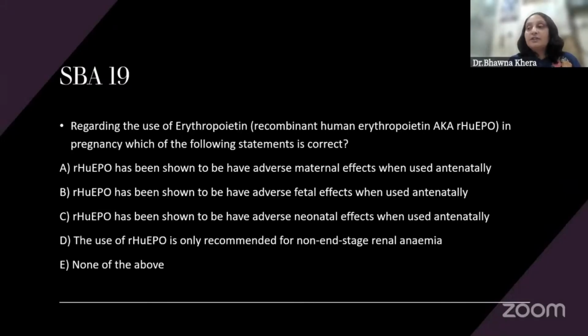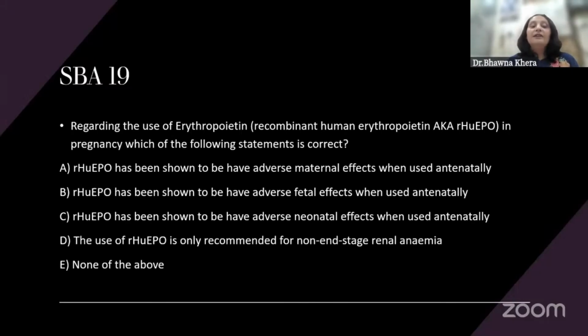Now, coming to SBA 19. Regarding the use of erythropoietin, which is recombinant human erythropoietin, in pregnancy, which of the following statements is correct? It has been shown to have adverse maternal effects when used antenatally. It has been shown to have adverse fetal effects if used antenatally. It has been shown to have neonatal effects. Its use is only recommended for non-end-stage renal anemia, or none of the above.